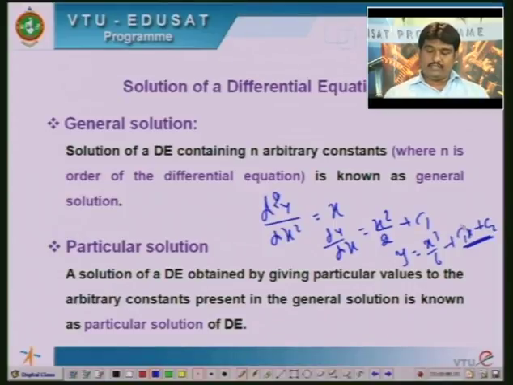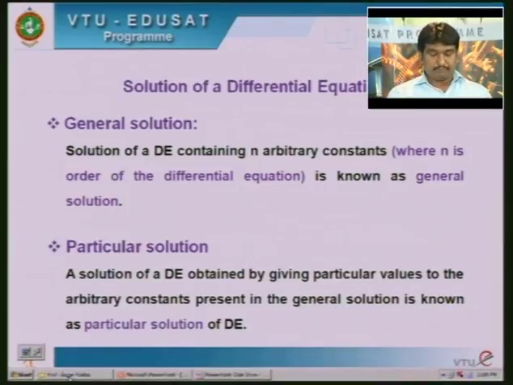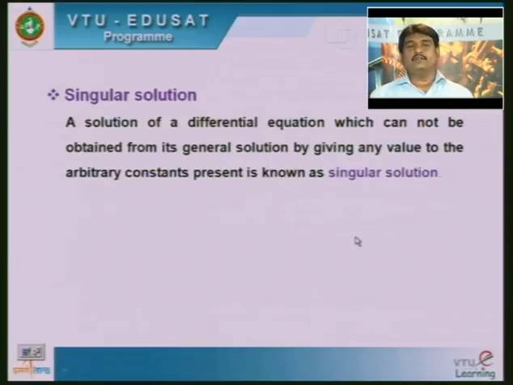If we specify these two constants, if we give some specific values for c1 and c2, then the solution is known as a particular solution. For example, y equals to x cube by 6 as it is, in place of c1 write 2, in place of c2 write 3. This is a particular solution of the given differential equation. Apart from these two, there are some other solutions known as a singular solution of a differential equation. What is a singular solution? It's a solution of a differential equation which cannot be obtained from its general solution by giving any arbitrary value to the arbitrary constant present in the general solution of the given differential equation.